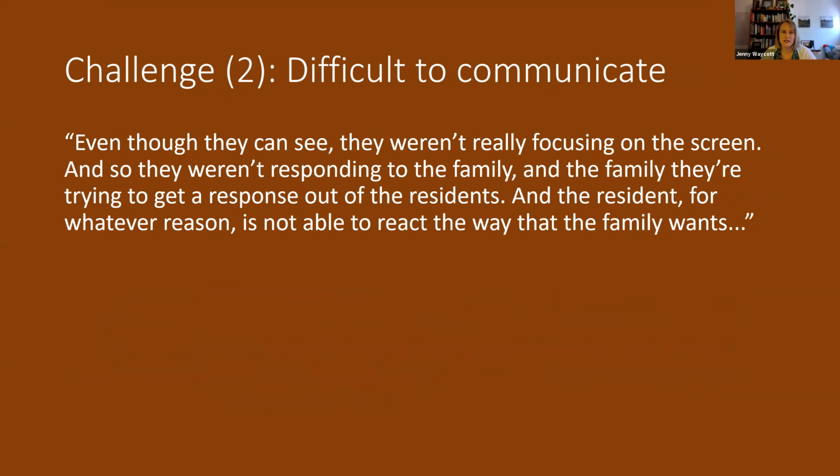And just adding to that challenge, another participant, a staff member, talked about the difficulties that family members had communicating with the clients in her aged care home. Even though they can see, they weren't really focusing on the screen, and so they weren't responding to the family. The family are trying to get a response out of the residents, and the residents, for whatever reason, are not able to react the way that the family wants. So there's this experience of quite difficult communication and tension in the way that the communication occurs.